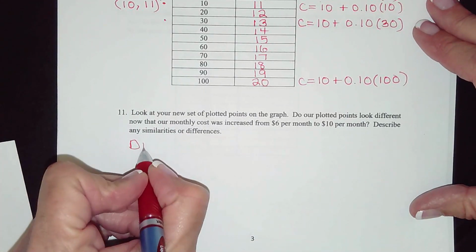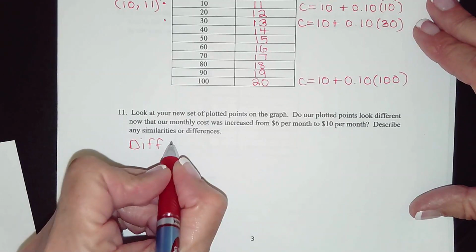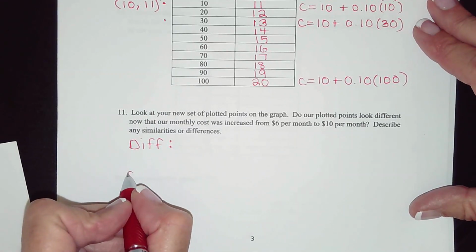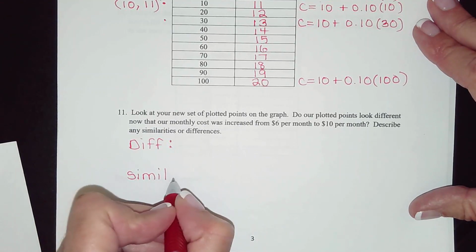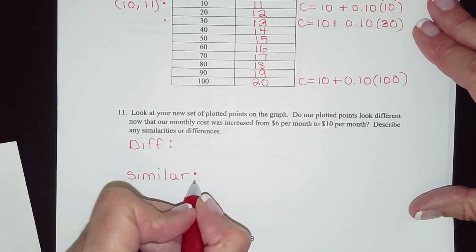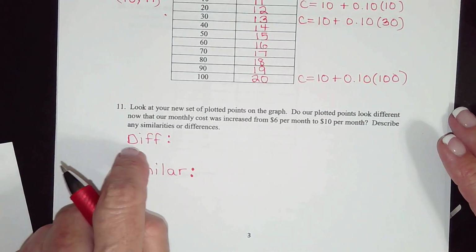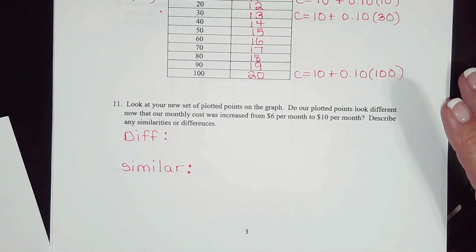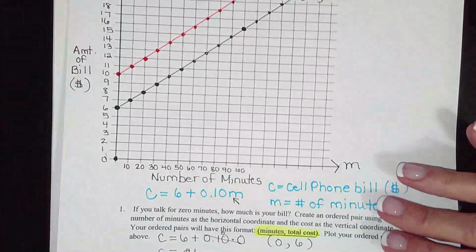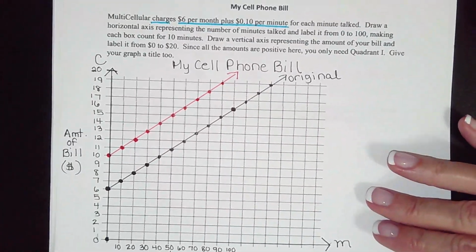So I've done this a million times. So what the students and I have come up with: there's one thing really big that's different, and there's one thing really big that's similar. So let's go back to the graph. Let's first talk about the difference.